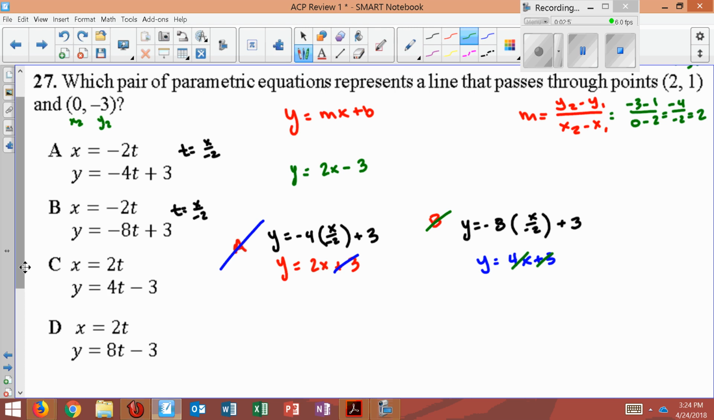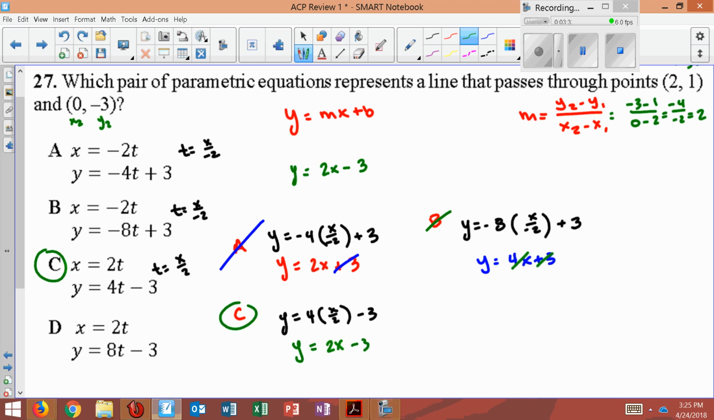So then I would move on to answer choice C. I can see that choice D won't work because it'd throw off the first number, and so that's out. It looks like it should be C, but let's just check it real quick. C would say that we first solve for t, and we find that t would equal x divided by 2. So I'll just plug that in. y equals 4, and then instead of t, I substitute x over 2, minus 3. I distribute, and I find out that y = 2x - 3, which is exactly what it's supposed to equal. This one looks like it's the answer.